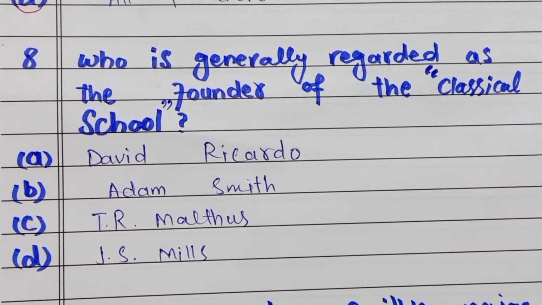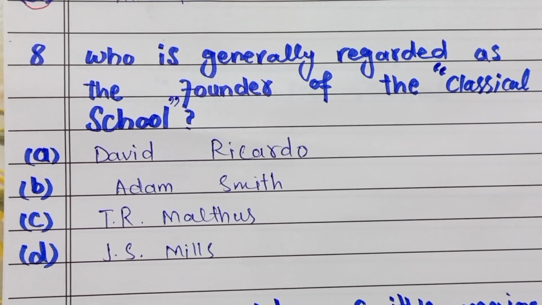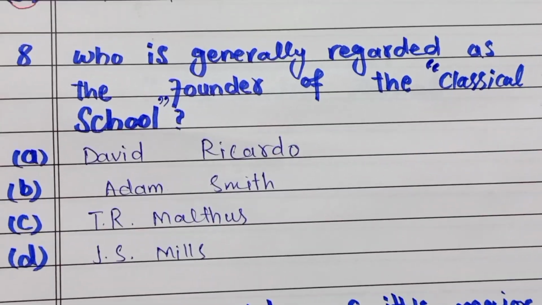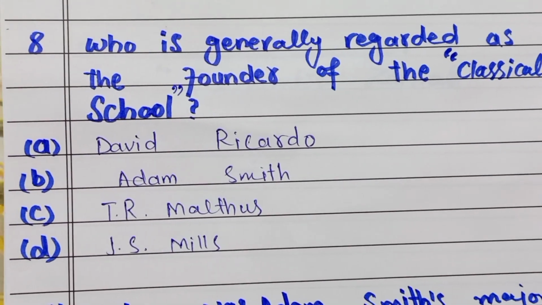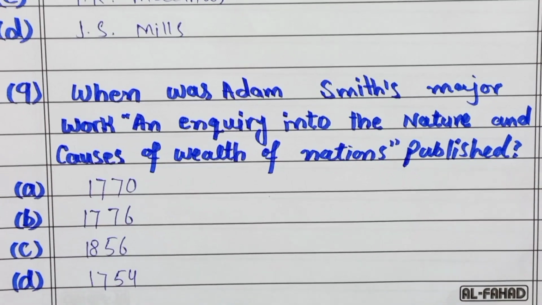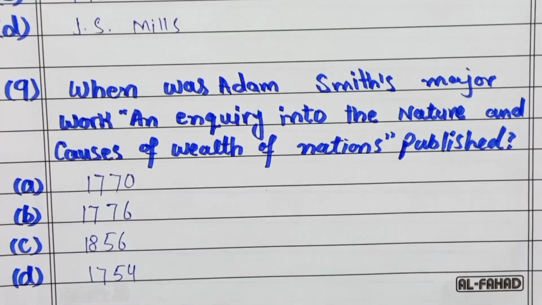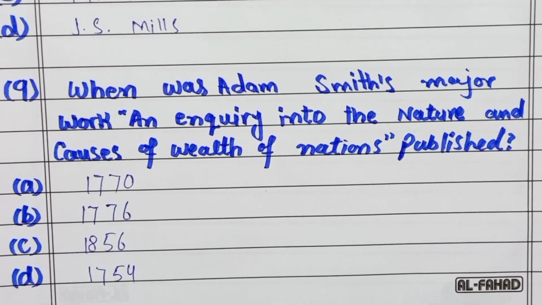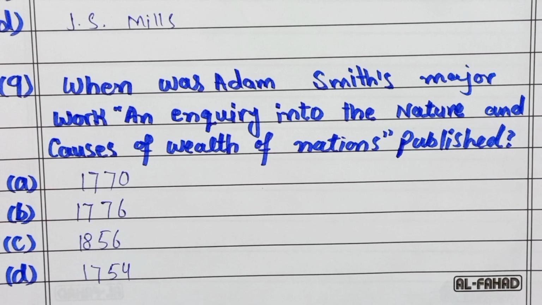Number 8 MCQs is, who is generally regarded as the founder of the classical school? David Ricardo, Adam Smith, T.R. Malthus, J.S. Mill. The correct answer is B, Adam Smith.